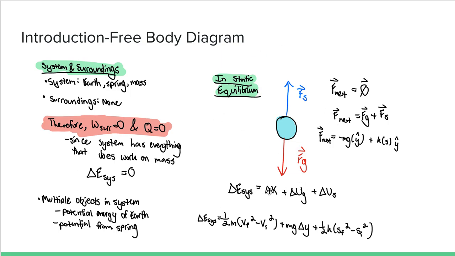And this is the total energy of the system and how it was calculated. Since the system is earth, spring, and mass, and there's nothing in the surroundings, the work done by the surroundings equals 0, and the thermal energy equals 0, so therefore the total energy of the system equals 0. There were multiple objects in the system, including potential energy of the earth and the potential from the spring.